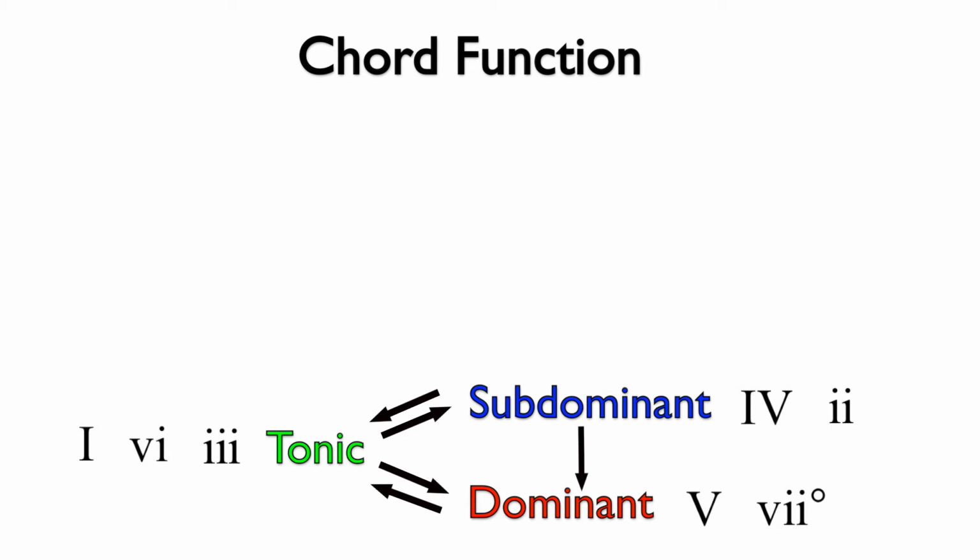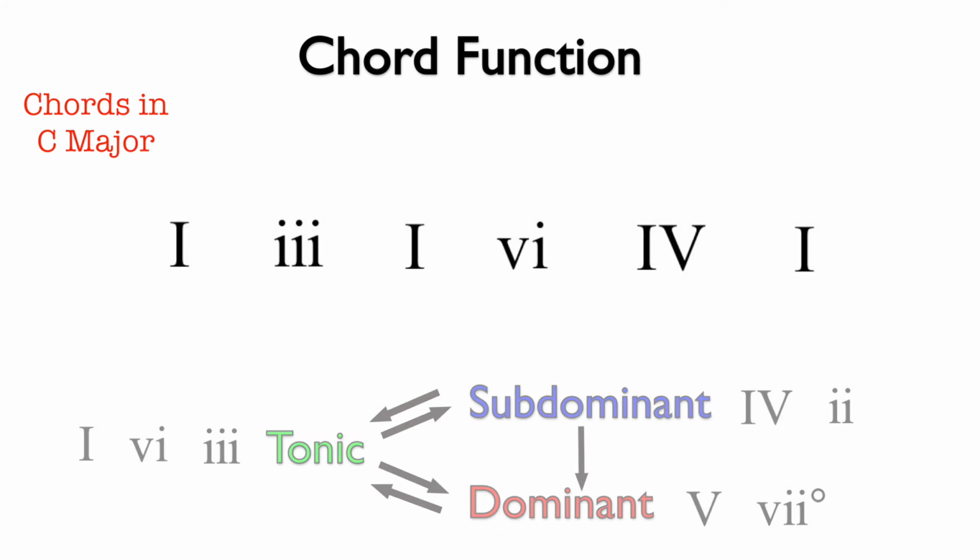For example, let's use the progression 1, 3, 1, 6, 4, 1. All of the chords in the series have tonic function except 4. In addition to the majority of the chords coming from the tonic category, the progression does not include a dominant function chord that would bring the series strongly home to 1. Let's hear the progression.